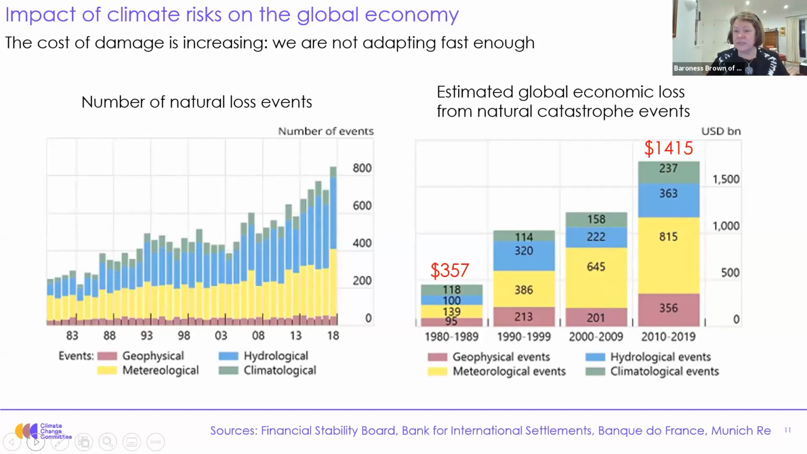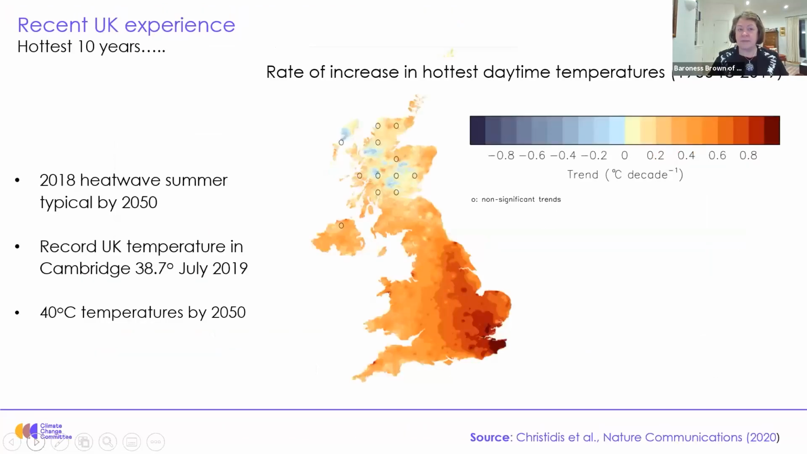The cost of those events to the insurance industry is estimated to have been about $357 billion in the decade of 1980 to 1989. But in the most recent decade, that's gone up to nearly $1.5 trillion, and that's going to go on increasing. So there's a huge human cost, and there's a really rapidly growing financial cost to these changes in the climate. And we've been experiencing the climate change here in the UK.